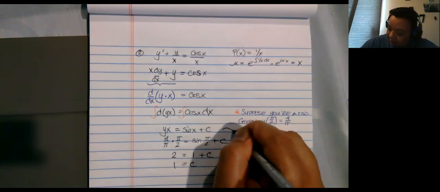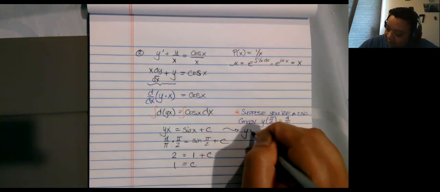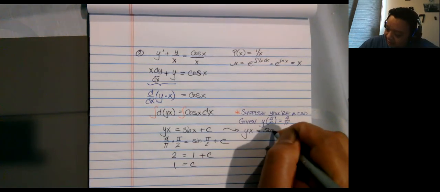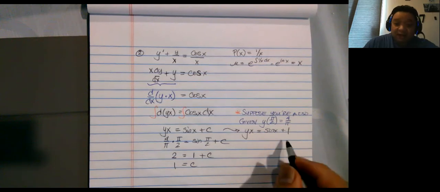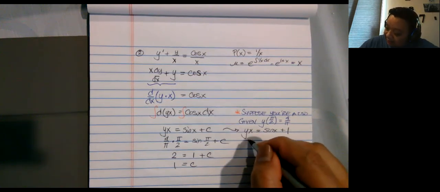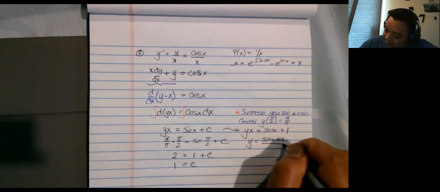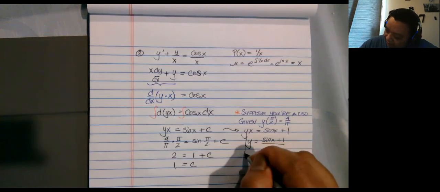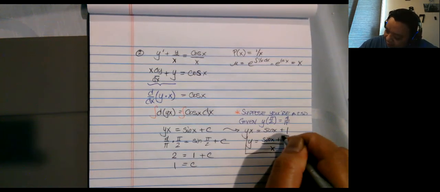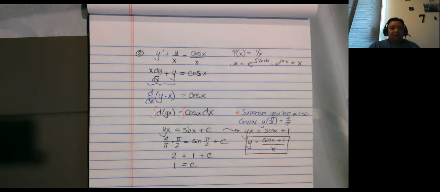So this equation is now yx is equal to sine x plus 1. And divide everything by x. So you get y is equal to sine x plus 1 all over x. And there is your final answer. Any questions on that?